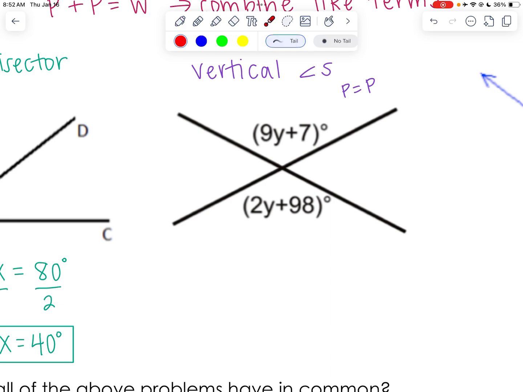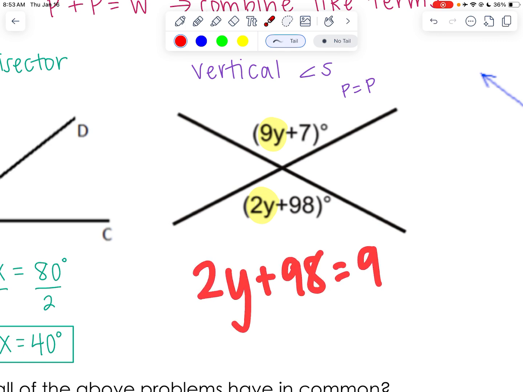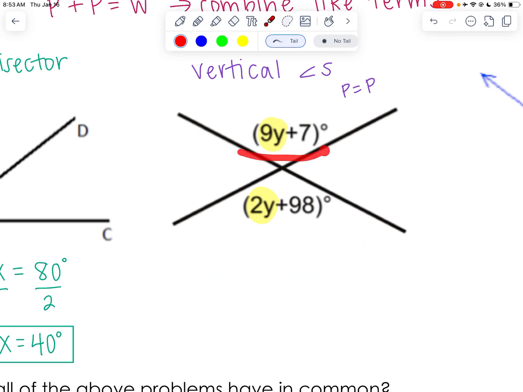Now, whenever you're doing part equals part, sometimes you have variables on both sides. So you really want to take a look at your variables, and you want to pick the bigger variable to go first. So I don't want to say 2y plus 98 equals 9y plus 7. I want the bigger variable first. So I want to put this piece first, and that's just going to help me out whenever I'm solving, and I have to put my letter on the left. So I'm going to say 9y plus 7 equals 2y plus 98.